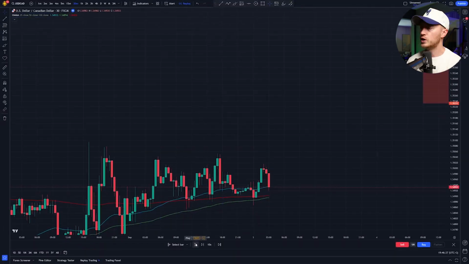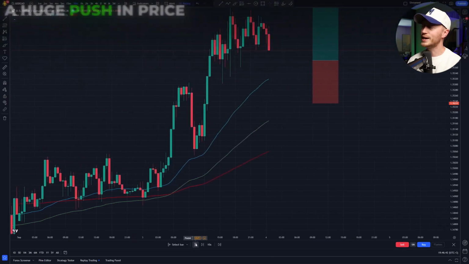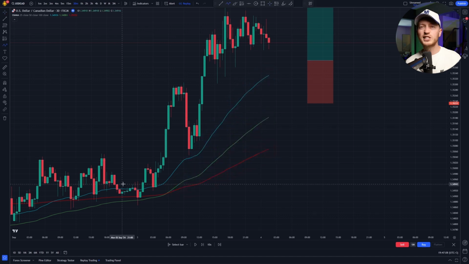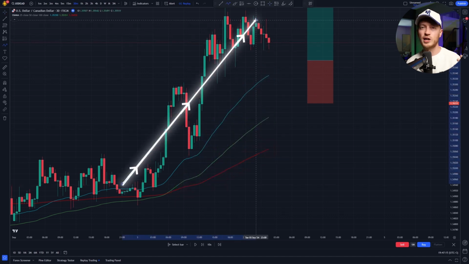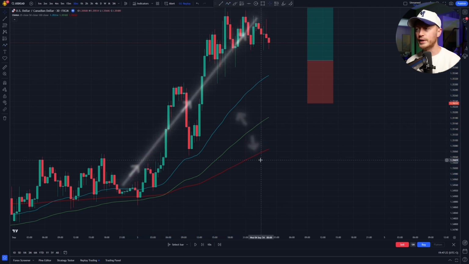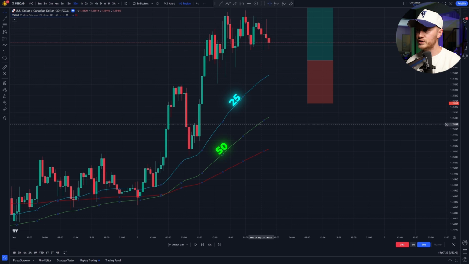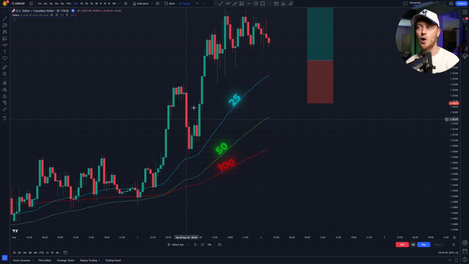You can copy those. Now you can see as price moves here, we are getting a huge push in price, and we're getting the expansion of those moving averages as I showed you before. This is important because price is pushing up aggressively, giving us an uptrend, and all 3 period moving averages separating signifies that. We have the 25, the 50, and the 100. This is the short-term trend, the medium-term trend, and the long-term trend. When the price is above all 3 of these, we're in a sharp uptrend.